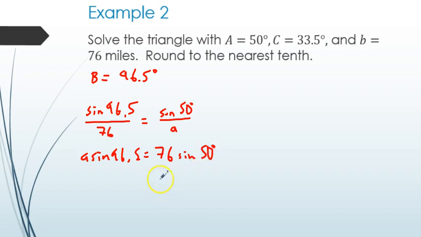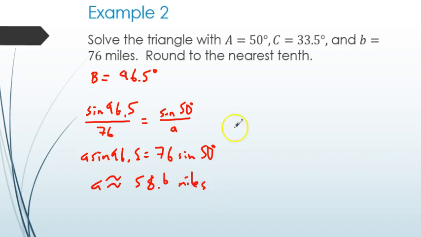And then if you want to skip showing the next step where I'm just dividing by 96.5, that's okay. So in your calculator, you'll hit 76 times sine of 50, and you'll divide that by sine of 96.5 in this case. Be careful with your parentheses use. I'm getting approximately 58.6. And that would be the same unit, so it should still be in terms of miles.